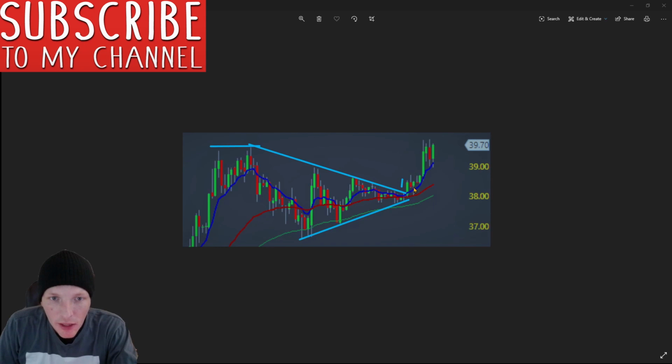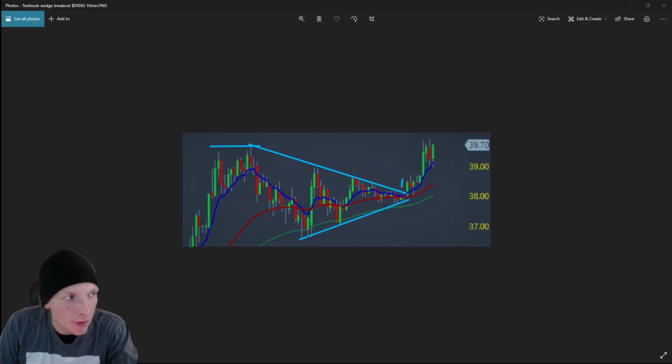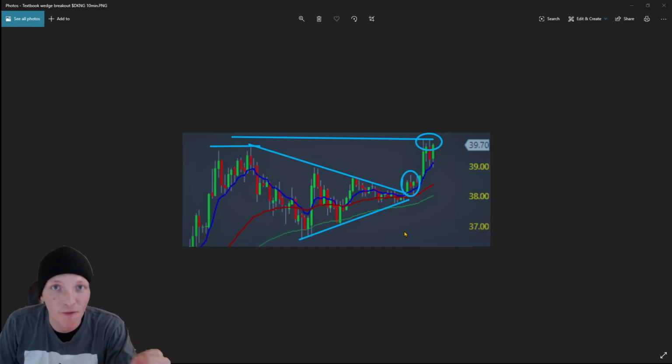And look at, even with that wick right there, it pulled right back to the area it broke out from on the wedge at 38. And from 38, she gets a nice run all the way up to almost $40 right there, finding resistance where it found resistance all the way over in this area. This is a beautiful textbook wedge breakout right here. This is an A+ setup. That's one of my favorites.